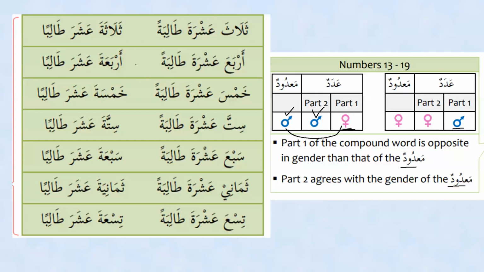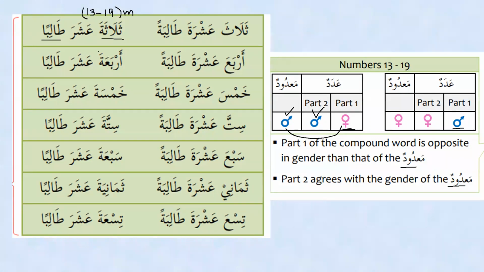Let's look at the examples over here. In fact, in this lesson, our focus is on the numbers from 13 to 19 that are used for the masculine. We can discuss both, but our focus is on the masculine numbers from 13 to 19. So you want to say 13 masculine students. We will say ثلاثة عشر طالبا. Why do we have ثلاثة here? Because طالبا is masculine, and the first part of the murakkab has to be opposite in gender. So that's why we will say ثلاثة عشر طالبا.